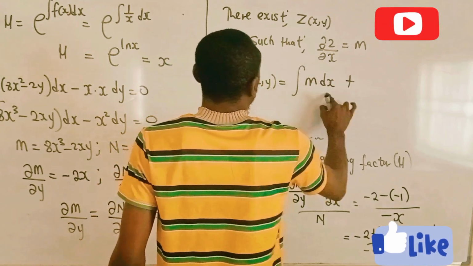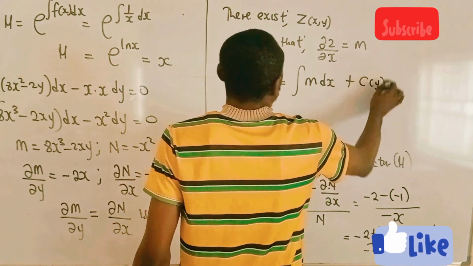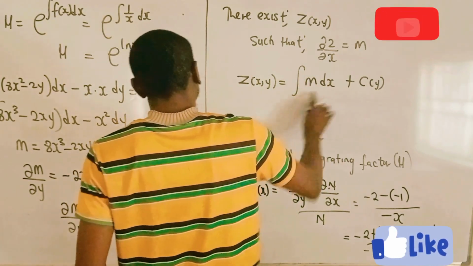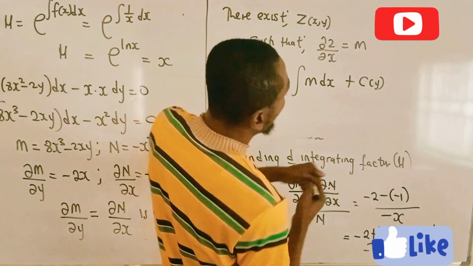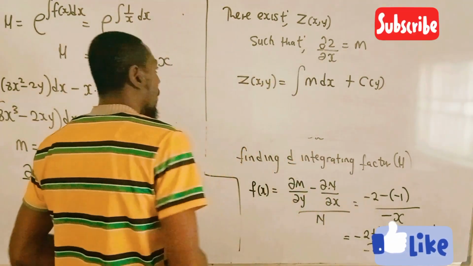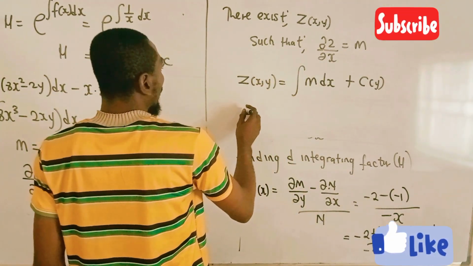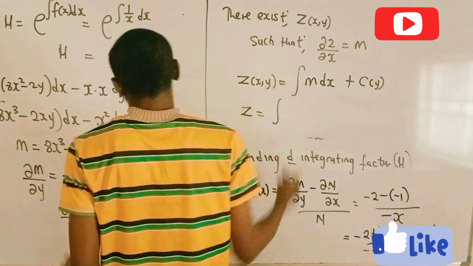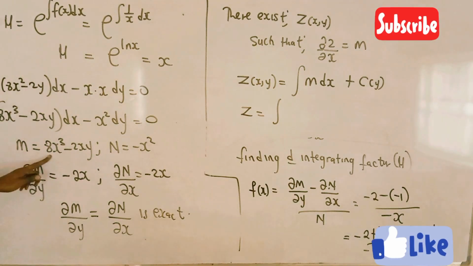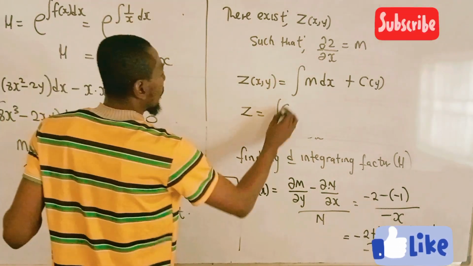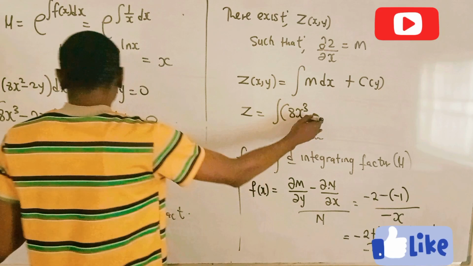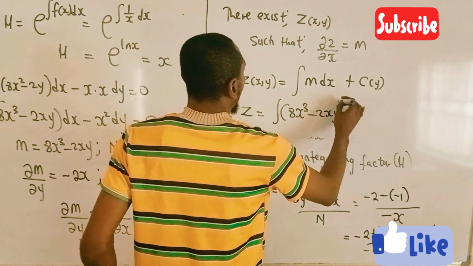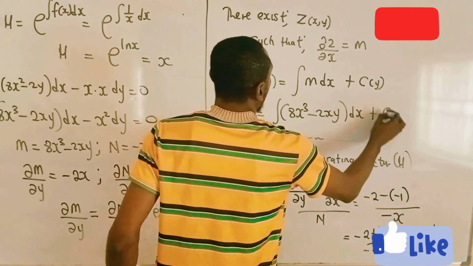Of course, integration goes with a constant c of y, because we keep y constant while we're differentiating with respect to x. Therefore, the function then will be with respect to y. So we have z is equal to the integral of m. Of course, our m here is 8x cubed minus 2xy, with respect to x plus c of y.